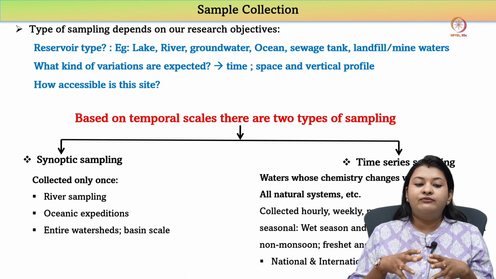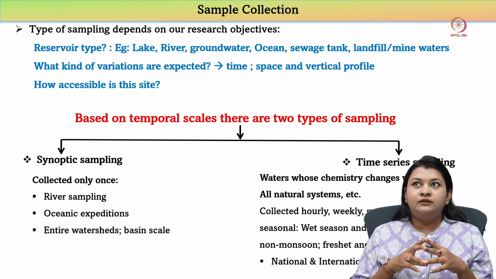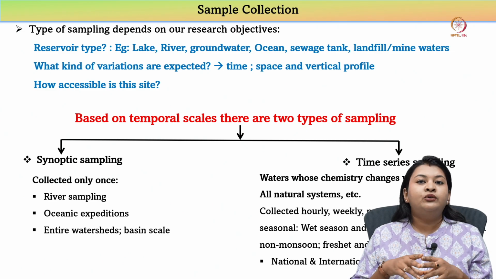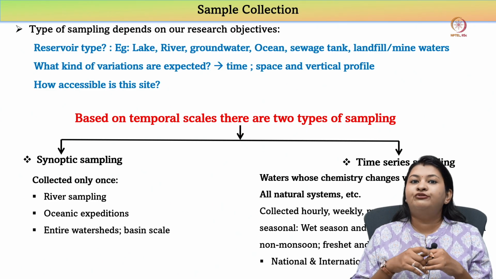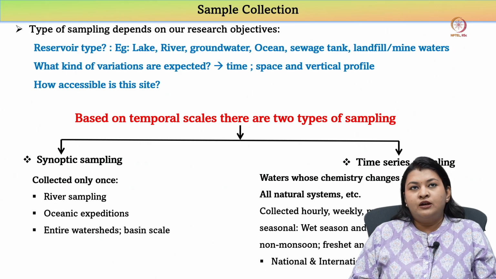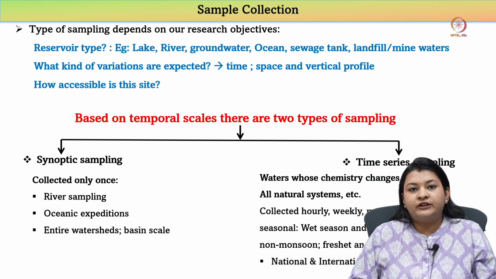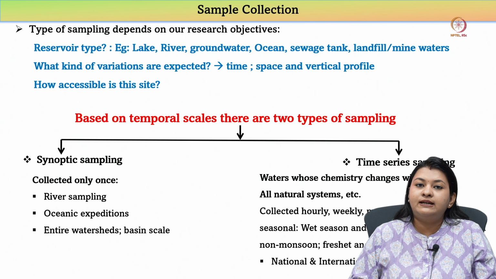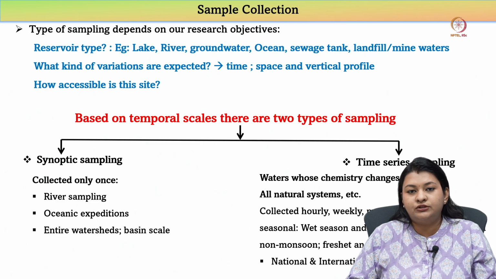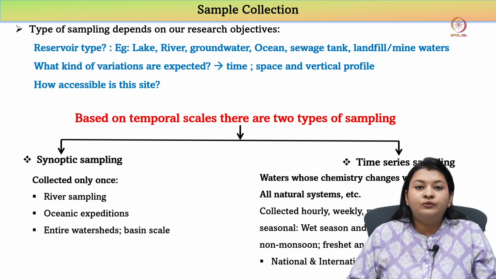So whenever we are going for water sampling, the type of sampling we are going to do depends on the type of research objective, right? Research objective means, of course, you have already selected whether you are going to sample river, lake, ocean or groundwater system, what you are going to work on, of course, that is there.